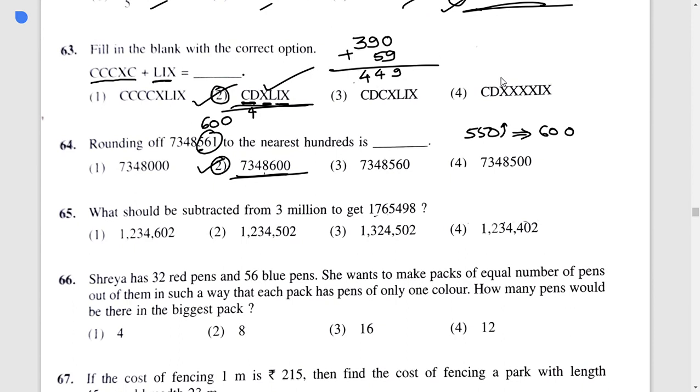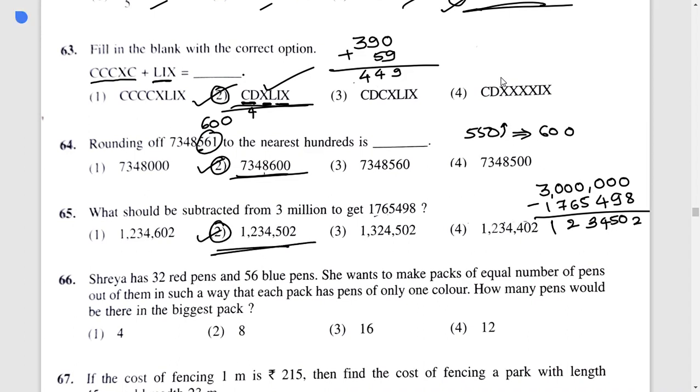Now where we are, 65. What should be subtracted from 3 million to get 1,765,498? It means you have to subtract the number from 3 million. One, two, three, four, 502. Where is it there? 1, 2, 3, 4, 502. So this is the right answer here.